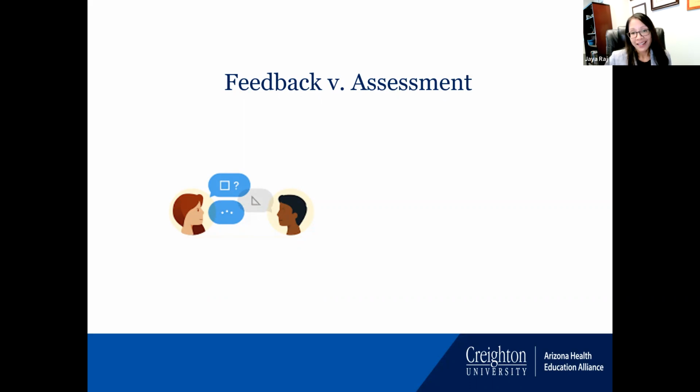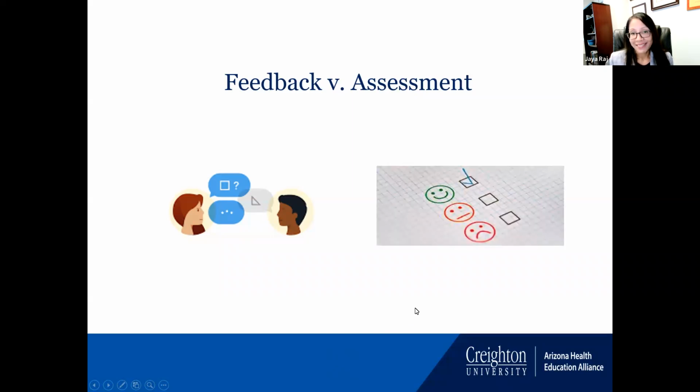Assessment, on the other hand, is a summative process. So that involves measuring the learner's performance and comparing it to a standard, such as the milestones, for example, which we do very frequently. And the purpose of assessment is usually for grading or for informing decisions about progression. So assessments can be very high stakes, whereas feedback generally is not a high stakes situation.